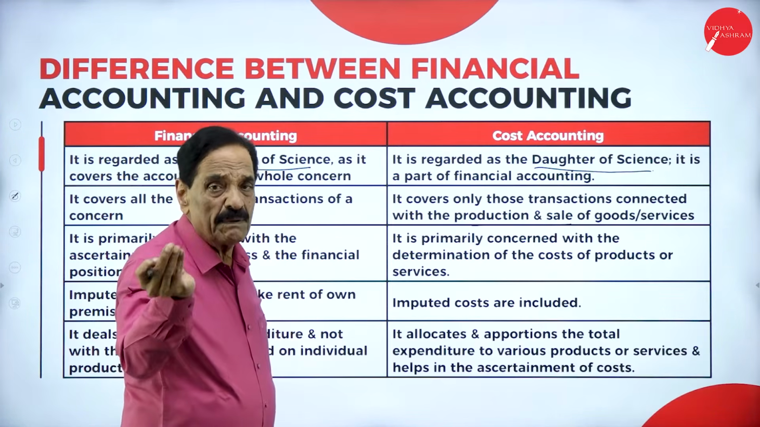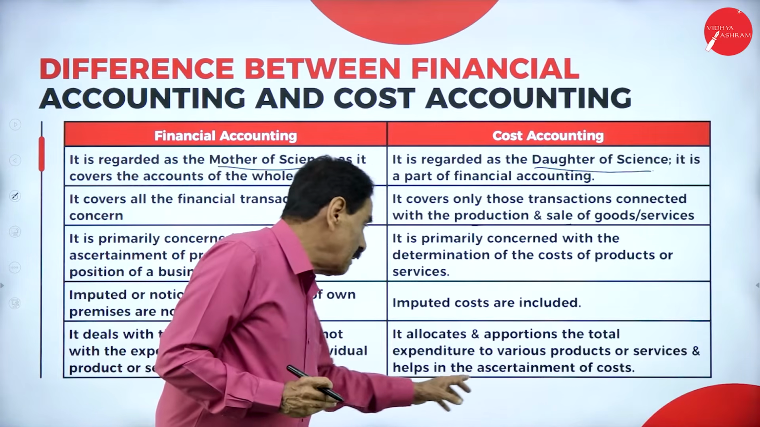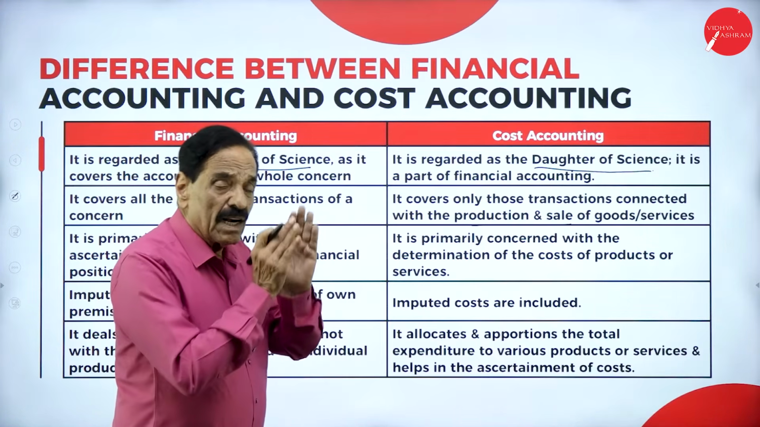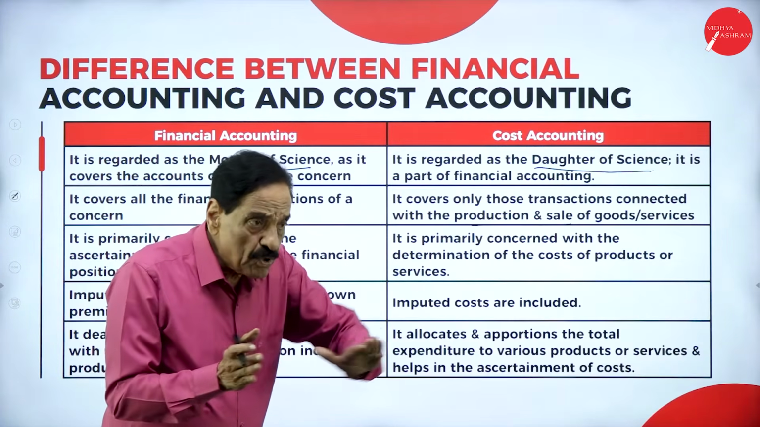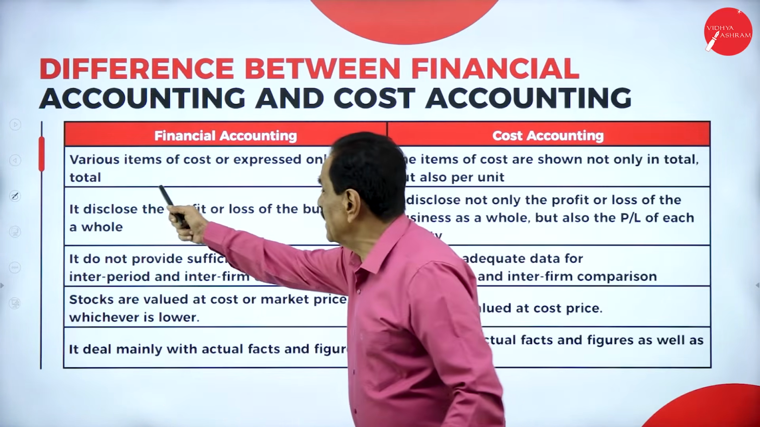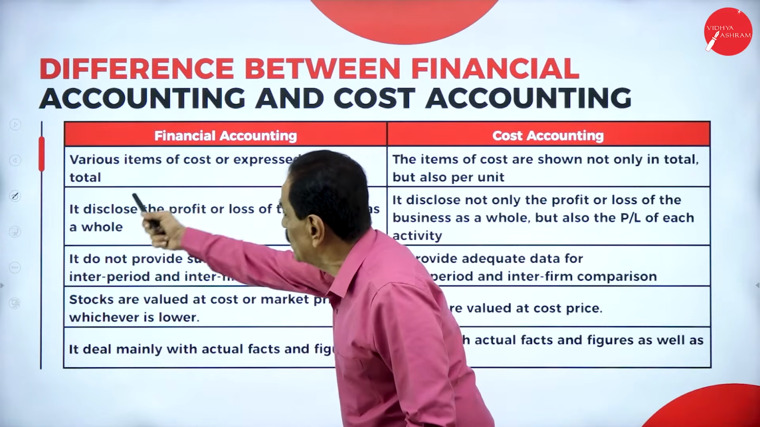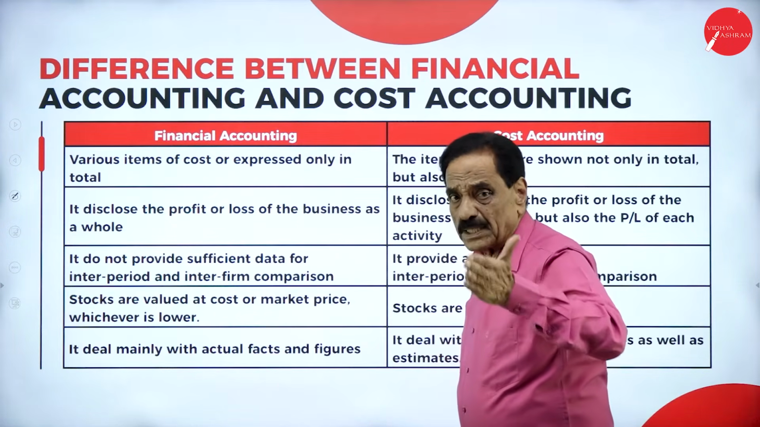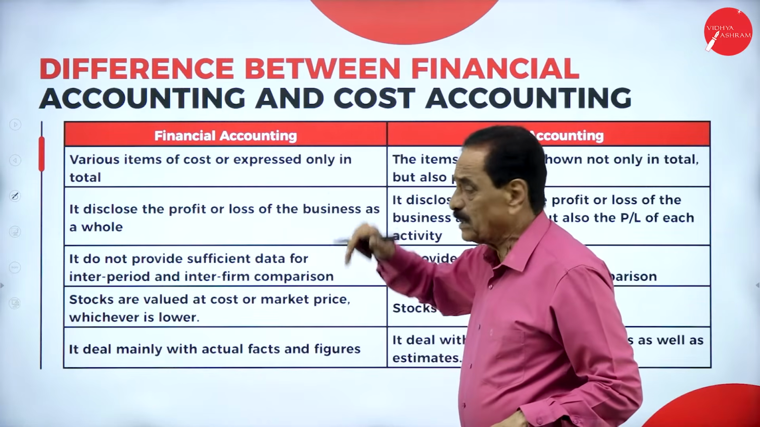Each item will have been allocated here and helps in ascertainment of cost. In order to ascertain, they will apportion and allocate all the expenditure to each product. Various items of cost are expressed only in total. In total, we'll express what the cost or expenses are.